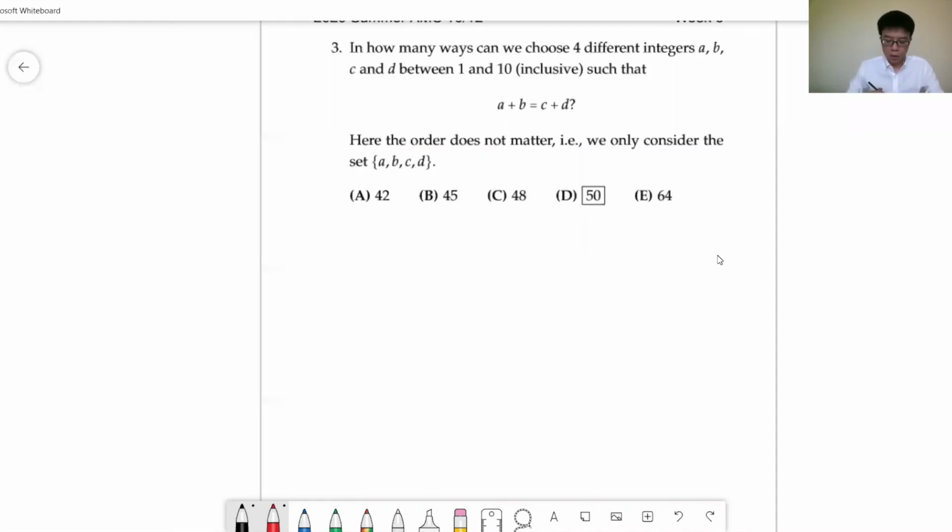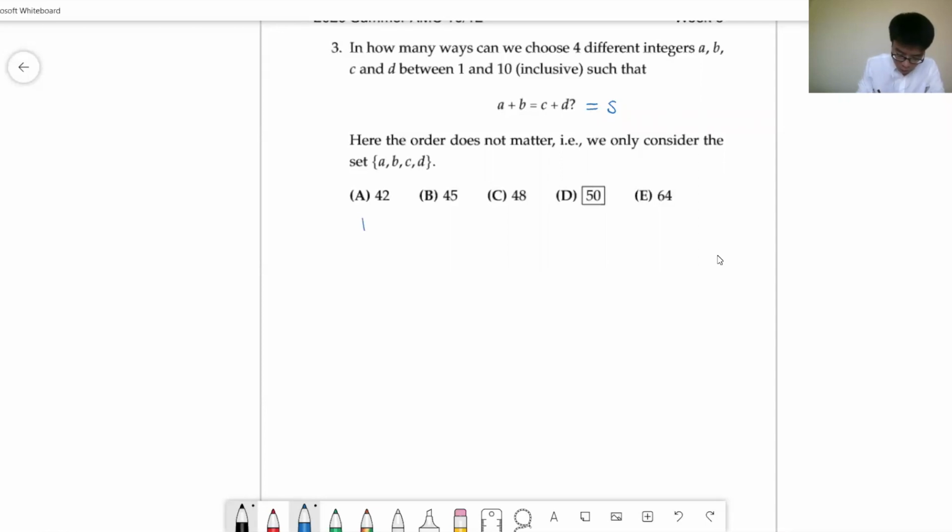Problem 3. So we want to choose 4 different integers from 1 to 10, such that we have the following equation: a plus b equals c plus d. The order does not matter. All right, here we need to discuss this sum. These 2 pairs of numbers have the same sum. Let's discuss this sum. So this equals the sum s, right? So what kind of s could be possible? Let's see what's the least value for s.